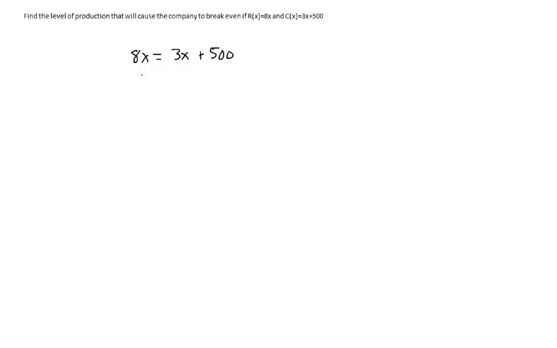Subtract 3x from both sides, divide by 5, and we get 100. So at the production level of 100 units, this company will break even. And that's our video on linear functions.